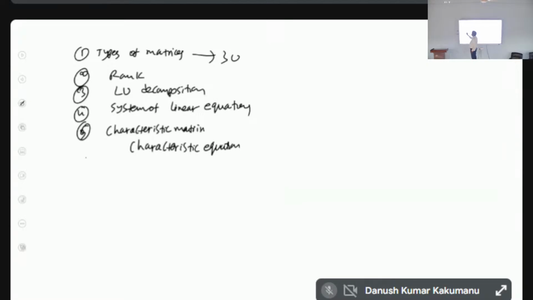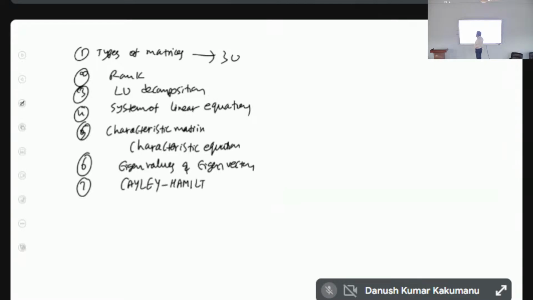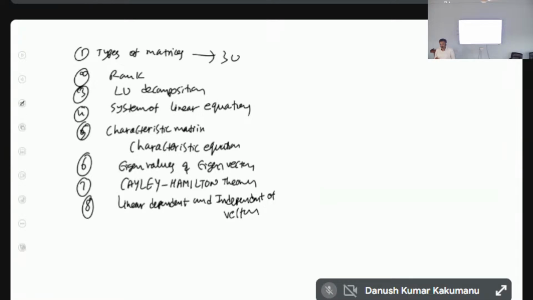Characteristic matrix, characteristic equation. Sixth, eigenvalues and eigenvectors. Seventh, the Cayley-Hamilton theorem. Now the last small topic, linear dependent and independent of the vectors. These are the total 8 subtopics you have to study in depth from linear algebra. Every topic is very important.